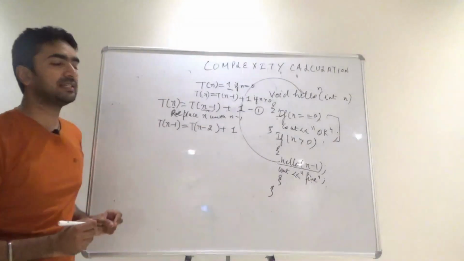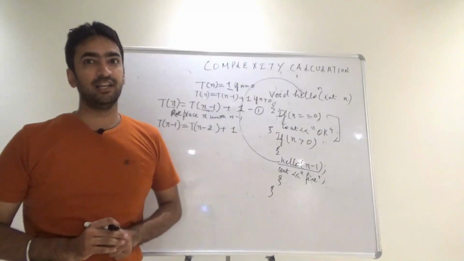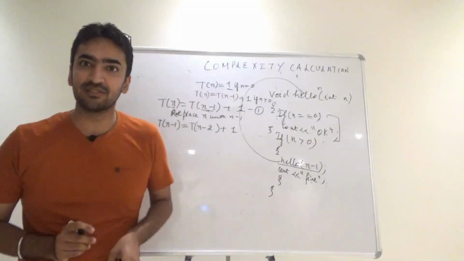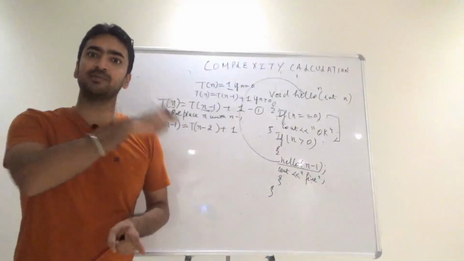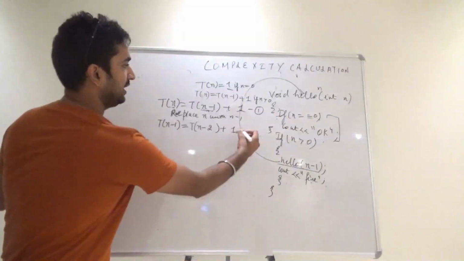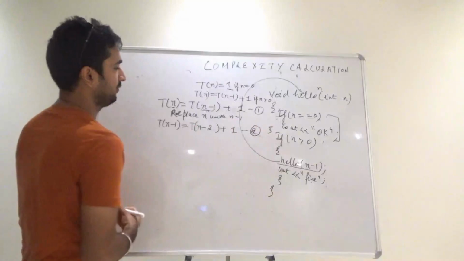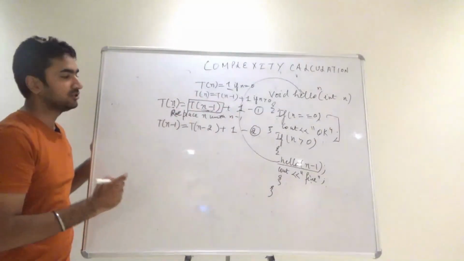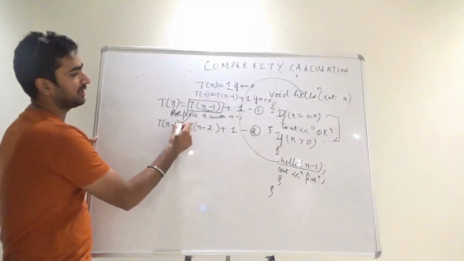Now guys, just see what you have got. Earlier we had only T of n, now we have T of n minus 1. So that is the back substitution we have to do. This is your equation 2. Now you have already got this particular value, right? So this value you have got over here only.